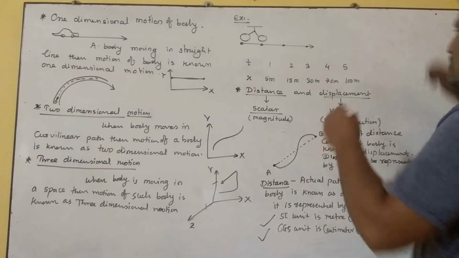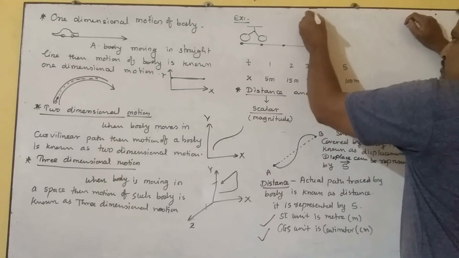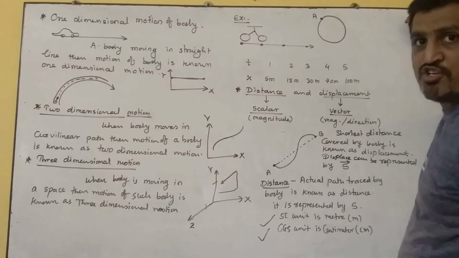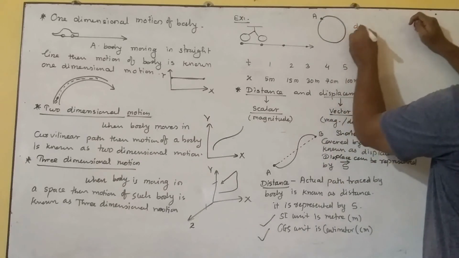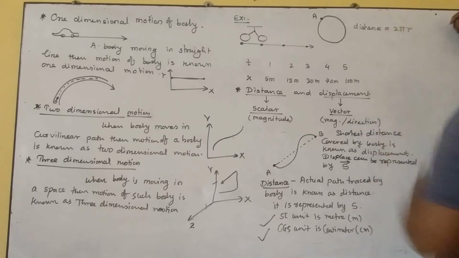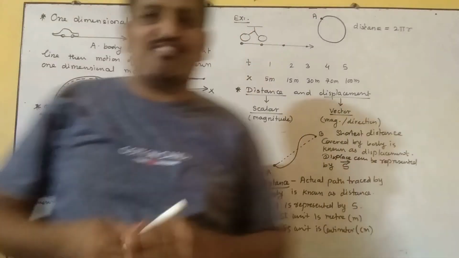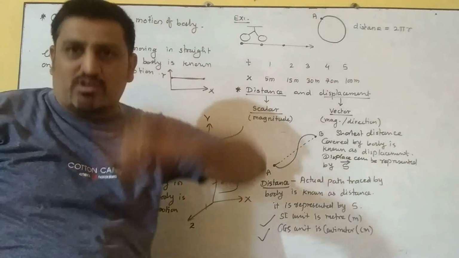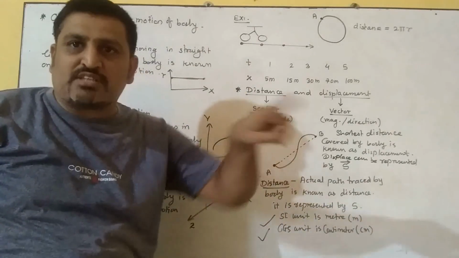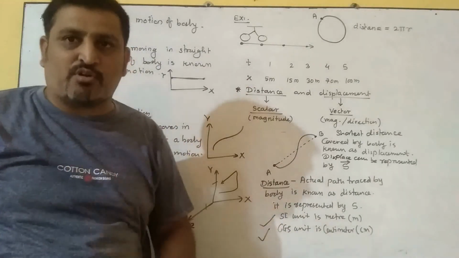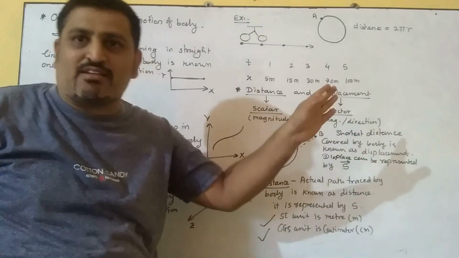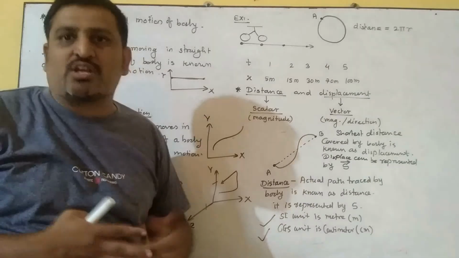Let's say an example: if a body starts moving from the position A, it goes in a circular manner and again comes back to the original position, then the distance covered by the body is nothing but 2 pi r, which is nothing but the circumference of the circle. The total round is covered, or traced, by the body. So the circumference of the circle is nothing but the distance covered by the body. But the body started from A and reaches A again, which means it comes to its original, initial position.